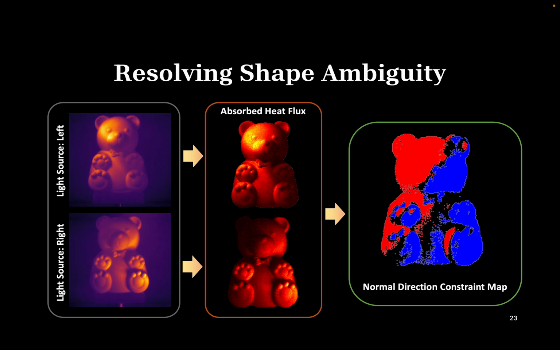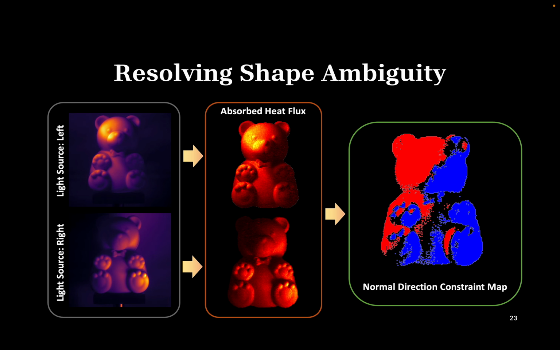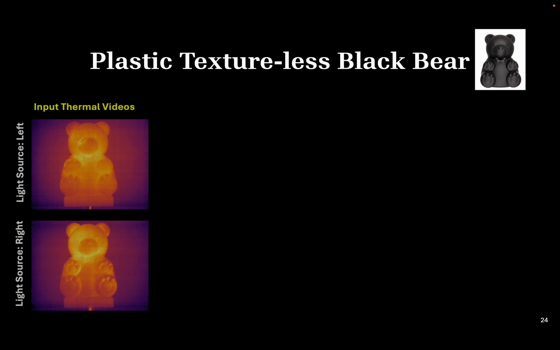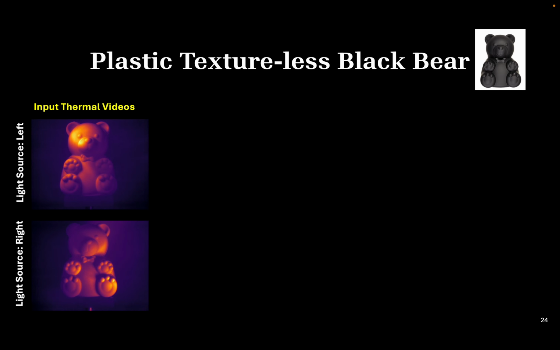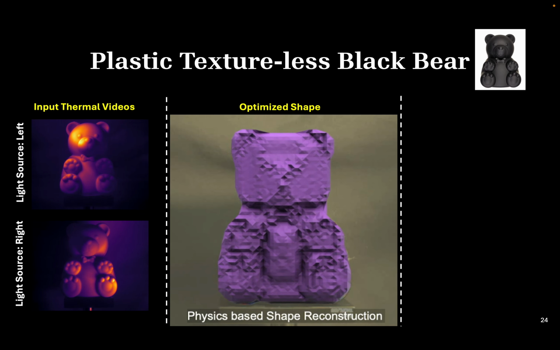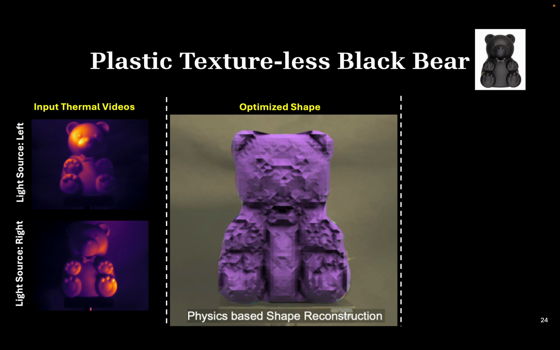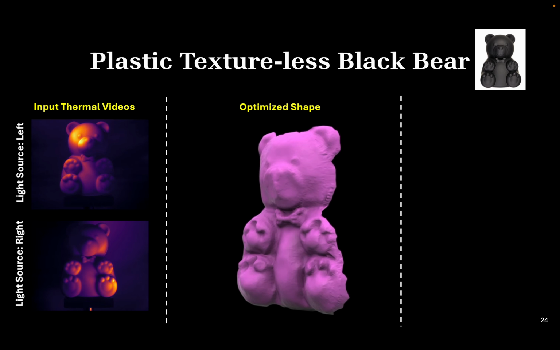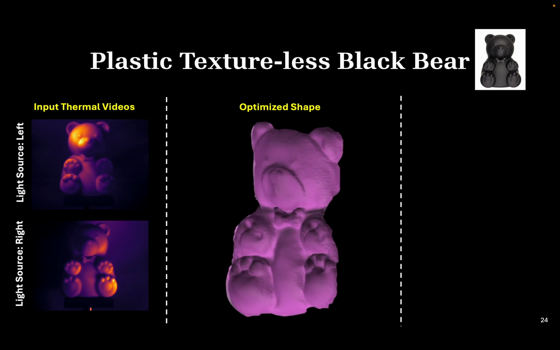We address this local binary ambiguity using two uncalibrated light sources with the insight that absorbed heat flux follows Lambert's cosine law. We constrain the normals in the mesh towards one of the half spaces in the x and the y axis. Using input thermal videos from these uncalibrated sources, we perform a coarse to fine refinement strategy, optimizing over the object's depth to faithfully reconstruct both high and low frequency details of this textureless black bear.